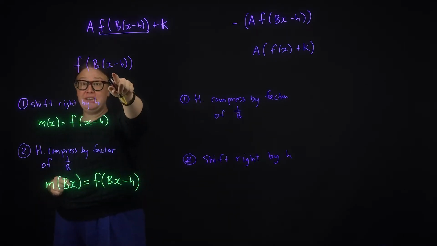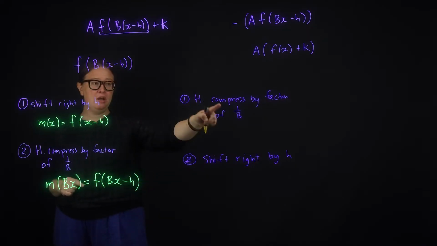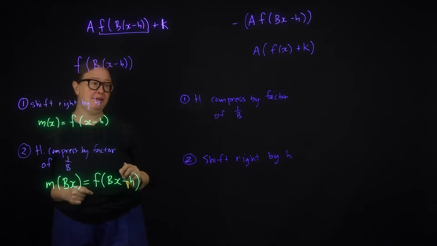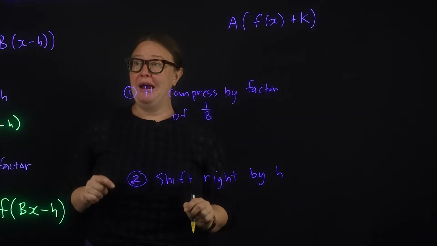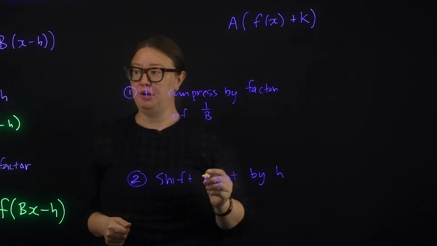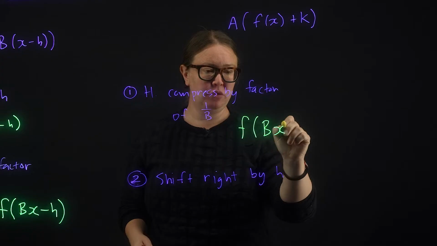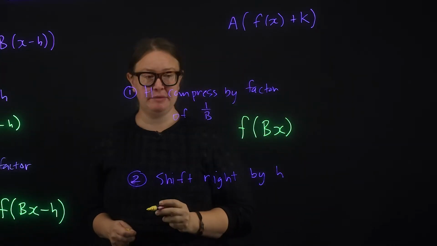That's not this here. Okay, so this is f of b times x minus h. Let's do them in the other order and see what we get. Now I want to horizontally compress f of x by a factor of 1 over b first. So that's going to be f of b times x.